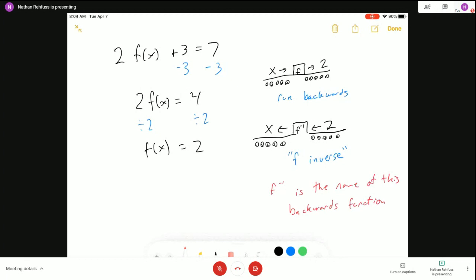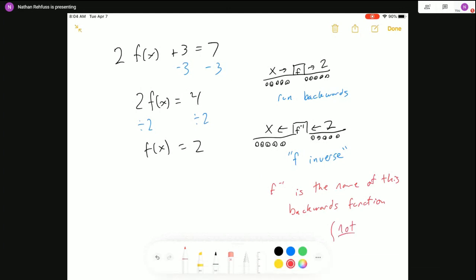So while we're waiting on that question, I just want to clarify again, this -1 here is not an exponent. So this is not the same as 1 over f of x. This is a different thing entirely. This is f of x, but running in full reverse. So I would say, over here, I'd say f of x equals 2. And here I'd say f inverse of 2 equals x.